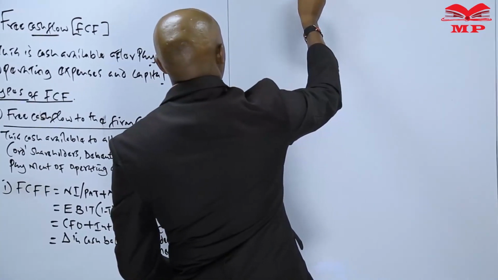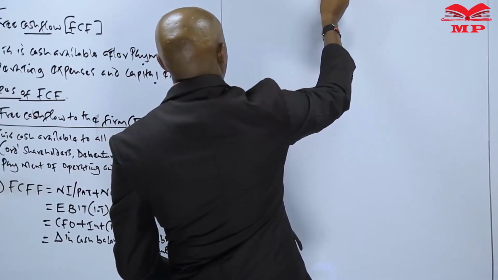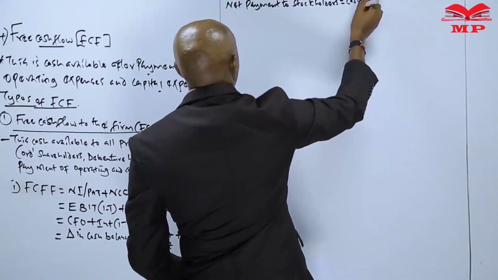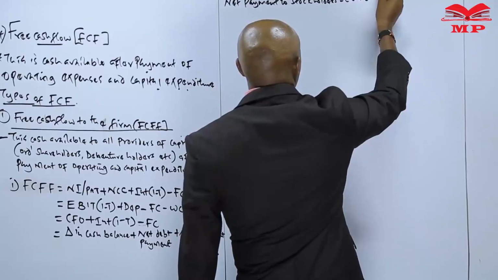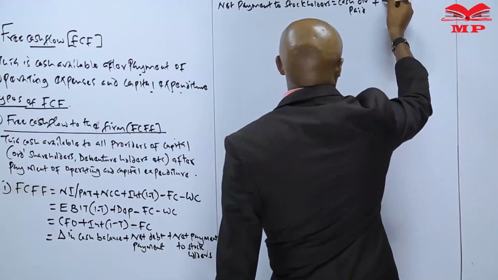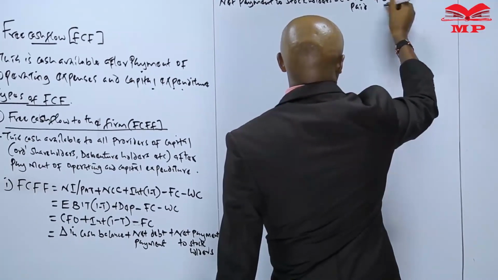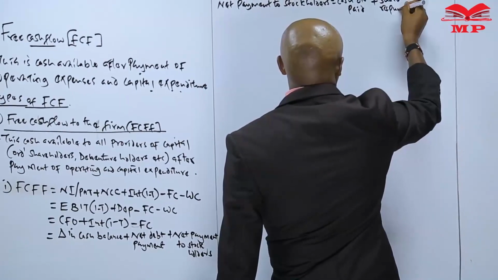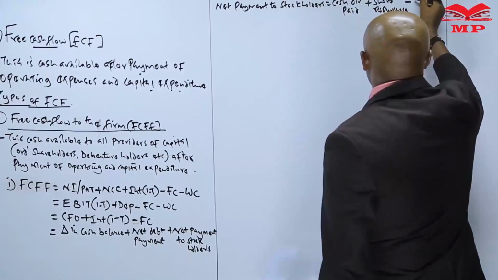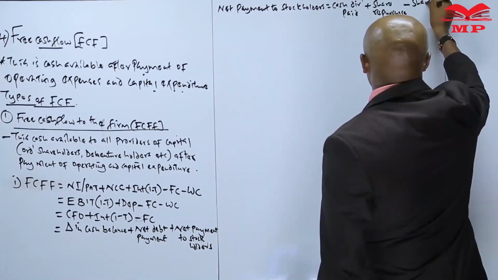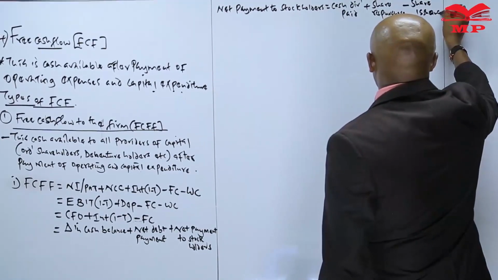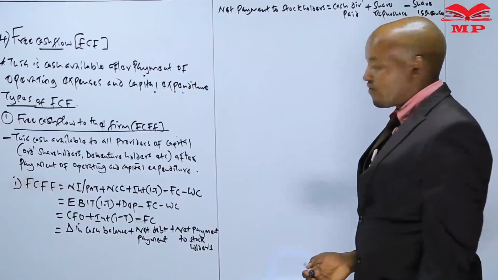So to compute the net payment to stockholders, we take cash dividends paid, plus share repurchase. This is the amount of money spent by the company in buying shares back, and then we less share issuance. This is basically the amount of money raised by the company from the issue of shares.